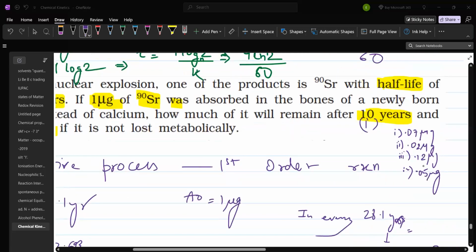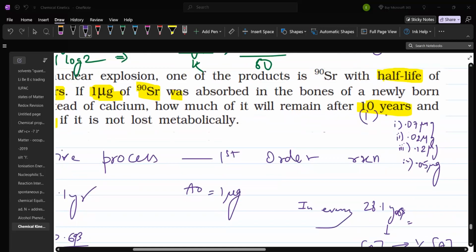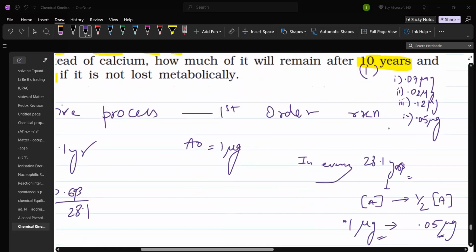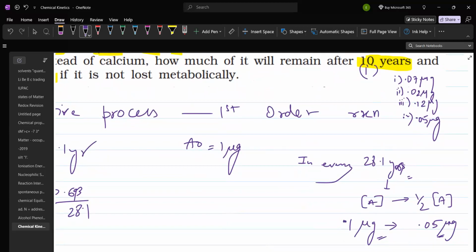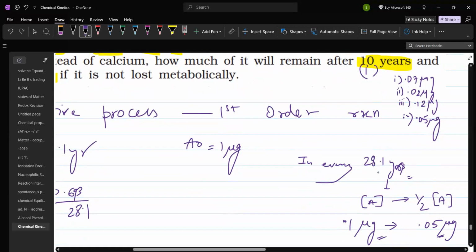So what I was saying is that after 10 years, the remaining concentration should be greater than 0.05, because in every 28.1 years, the concentration becomes half. But if we take an example of less than 28.1 years, the concentration will be more than 0.05.